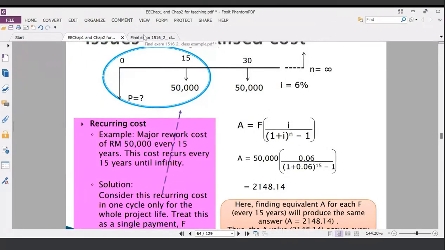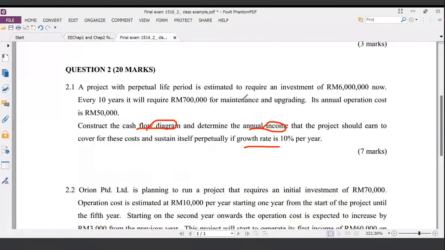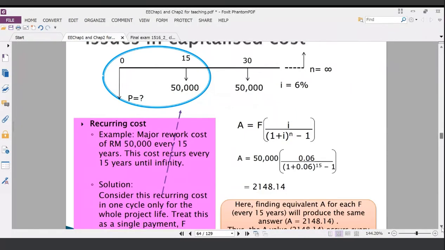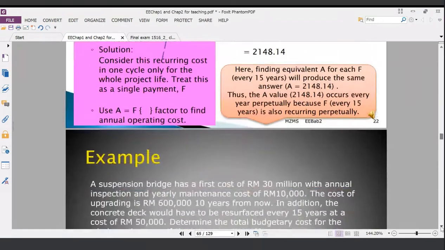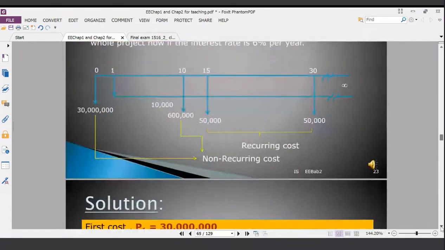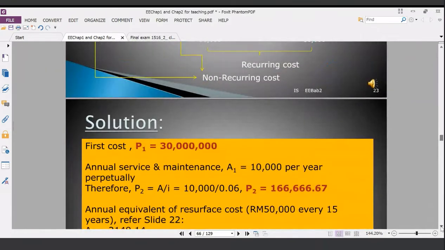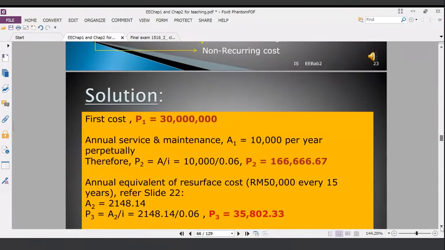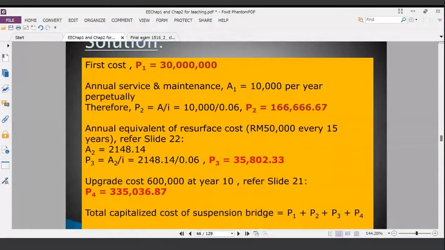Okay, for our problem, this one happened for n equals to infinity. This one also happened for n equals to infinity. So how can you solve that problem? Boleh? So you can read through this one and you can read through the example in your notes and try to solve this problem.